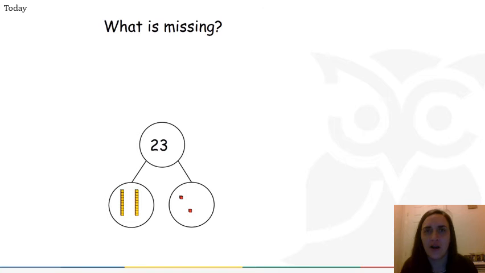Amazing, well done. Now we've got a bit of a problem because we've got our whole, we've got our 2 parts, but there's something missing. You need your super detective magnifying glass again. Can you spot what it is? The whole is 23. We want our 2 parts to make 23. We've got 2 10s, so 2 10s is 20. How many ones have we got? 2. That's 20, 21, 22.